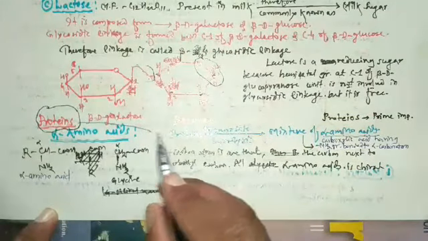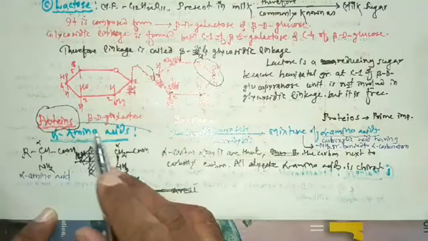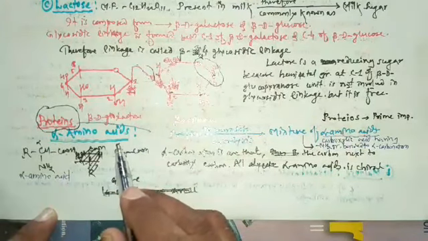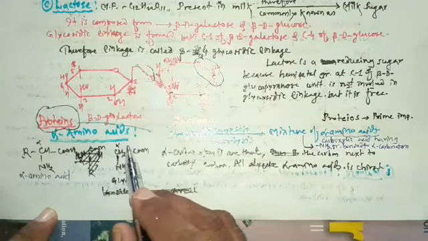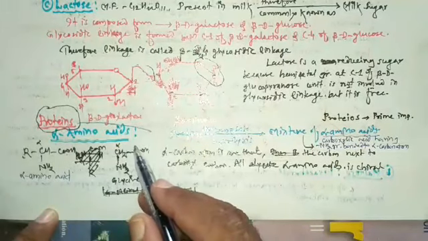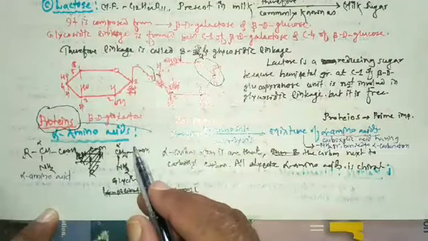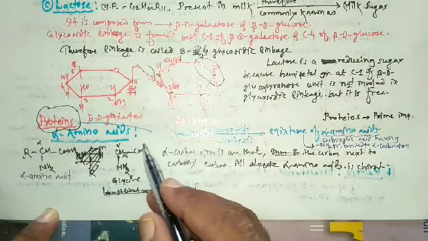Proteins are present in skin, muscles, nerves, enzymes, hormones, etc. So proteins are present in various organs of the body.